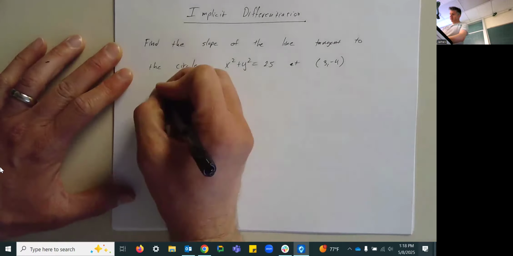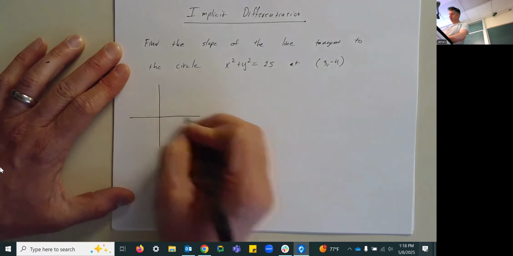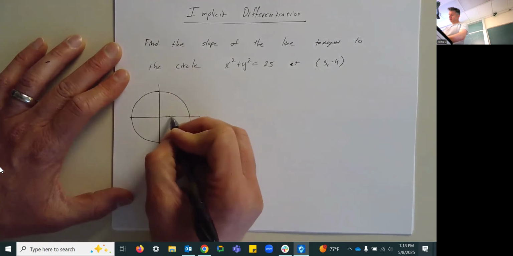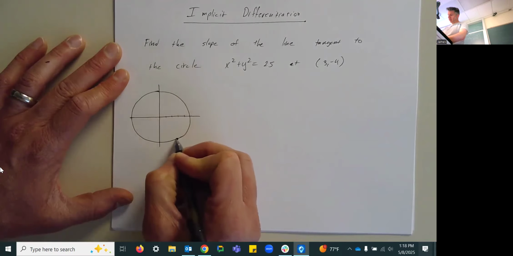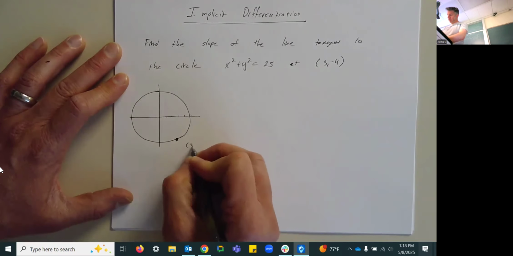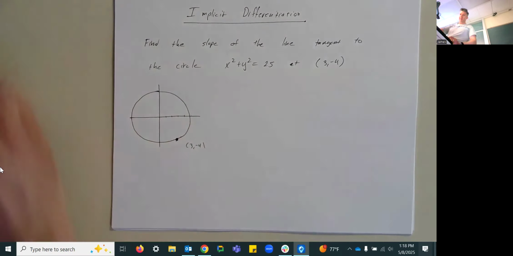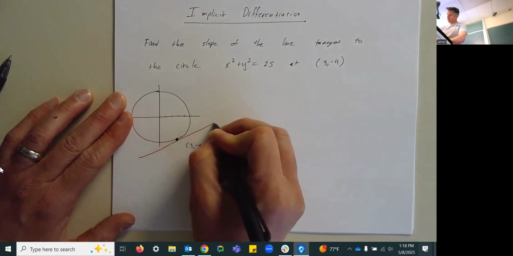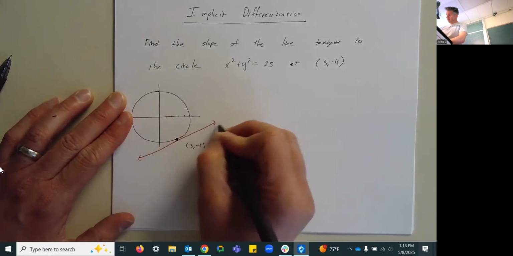So we're going to graph it. It doesn't have to be a very good graph, but here's our circle. And 1, 2, 3, 4, 5, 6, (3, -4), about right there. So there's our point of tangency at (3, -4). And we want to know the slope of that line.